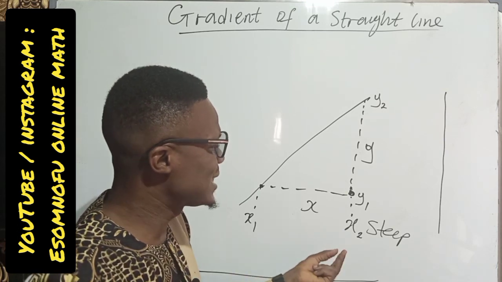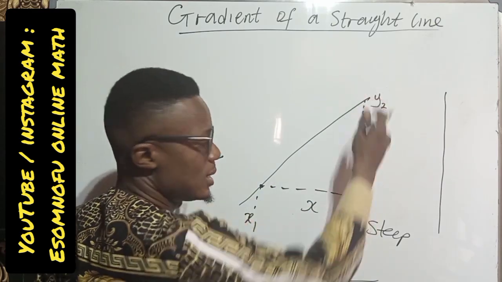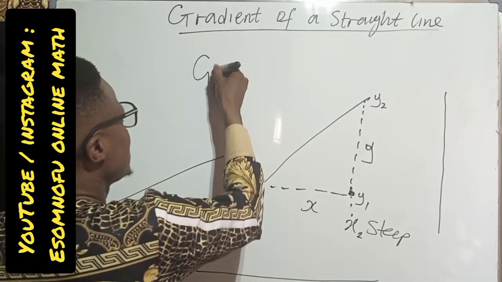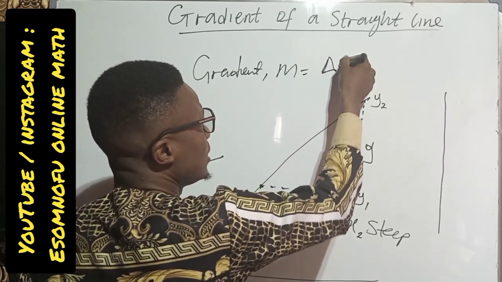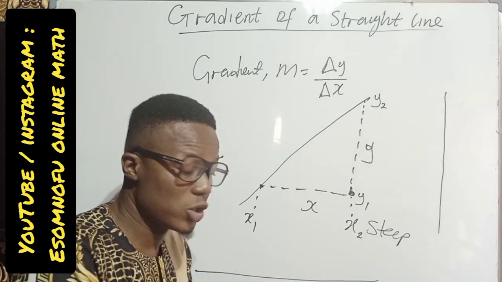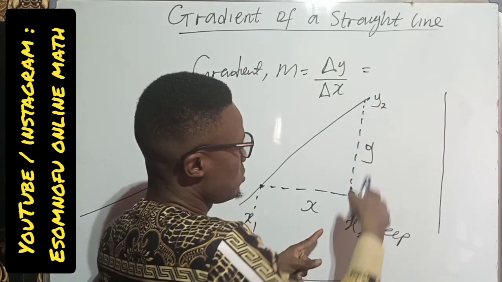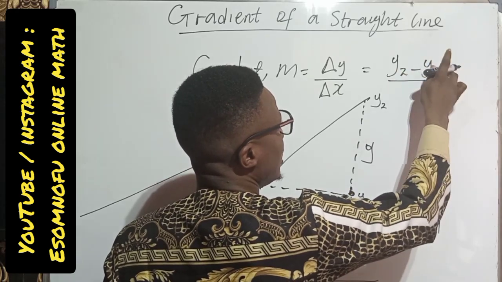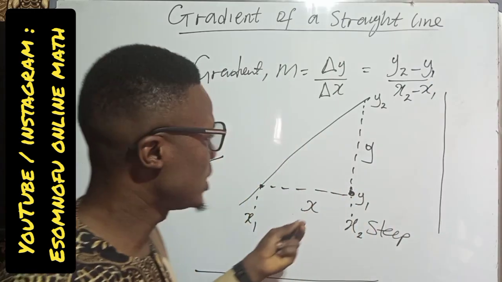If you want to get the measure of the change of y to x, we are talking about the gradient. That is why they say that the gradient, which is denoted as m, is equal to change in y all over change in x. That change in y over change in x is just the measure of the steepness of this particular straight line we've drawn here. Change in y is y2 minus y1, that is the difference in change, over the change in x, which is x2 minus x1. So this is the formula we use in getting gradient.